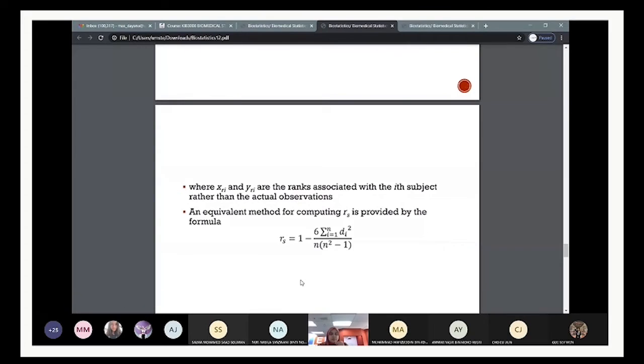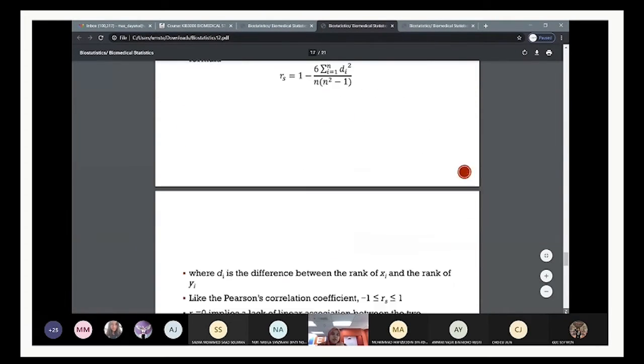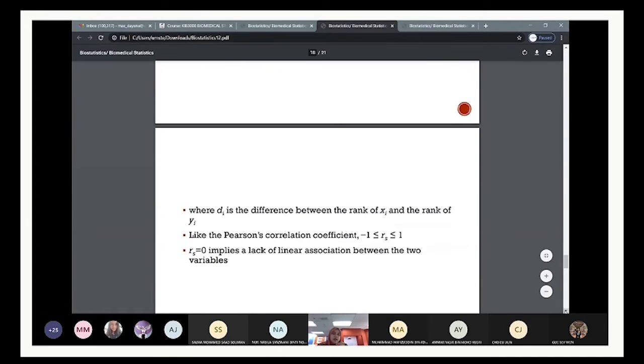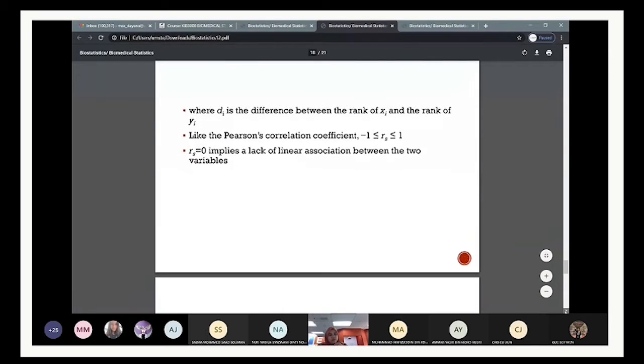All right. So the Spearman. You are still going to get the R value for the Spearman. Okay. And Di is the difference between the ranks of X and Y. Okay, similar to the Pearson correlation, the Spearman R value will be greater than or equal to -1 and less than or equal to 1. If it's 0, it implies a lack of linear association between the two variables.